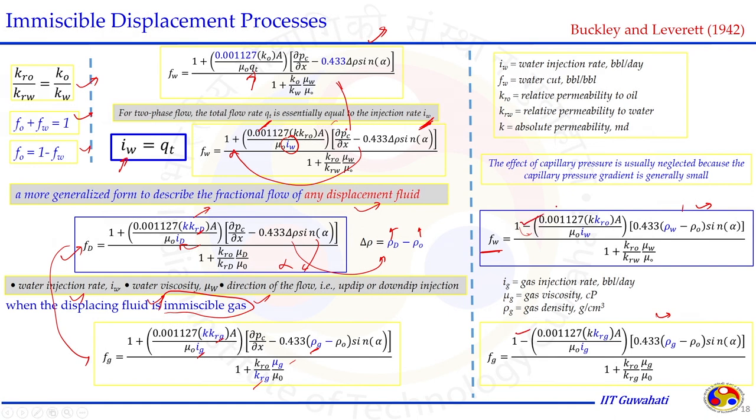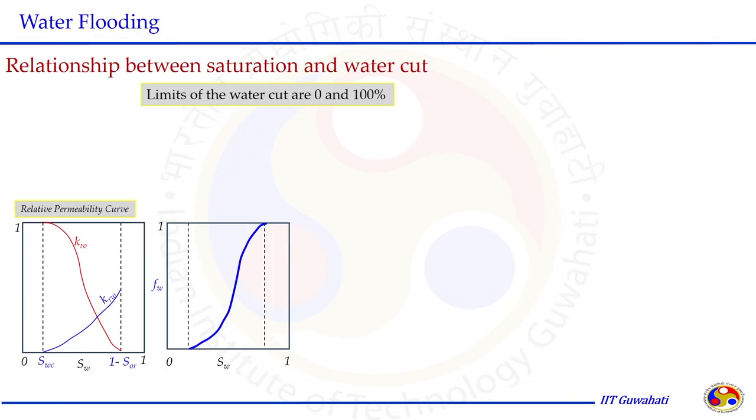It also implies that the value of FW and FG can be at most 1, because this is 1 minus something divided by 1 plus something, which makes sure the FW or FG value is in the range of 0 to 1. We will discuss that later on.